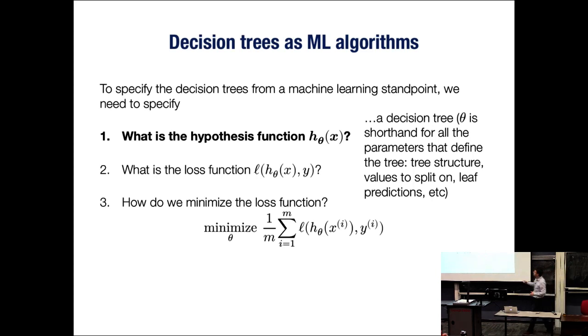But what we are doing here is we are basically going to talk about the hypothesis function being these axis-aligned partitionings of the state space. That is the hypothesis function of a decision tree.